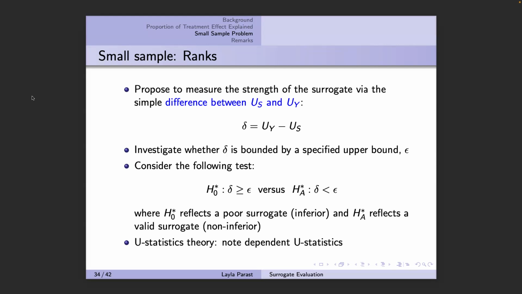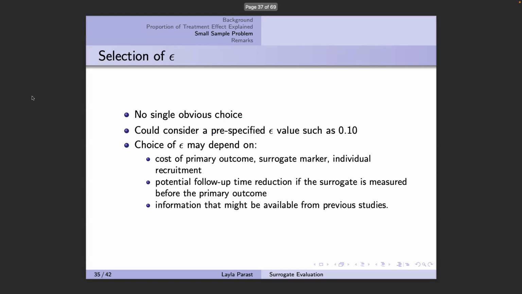So US is close enough to UY for me to find it tolerable. And all the theory behind this, I'm not saying it's easy, but it's just U-statistics theory. And note that these are two dependent U-statistics, right? Obviously the Y's and the S's are coming from the same people, so you can't pretend they're not. This is also the same thing as the difference between two AUC curves, which is kind of fun. So yeah, you can work out all the variance estimates, confidence intervals, and things like that from U-statistics theory. But let's talk about the choice of epsilon.